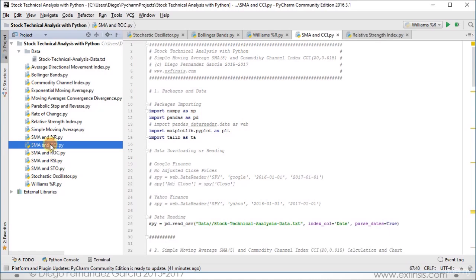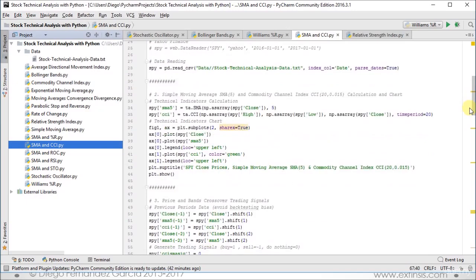So let's begin with SMA and CCI. As they are meant to be standalone type of files, first we import our packages, then we read our data as default. Next, we calculate our corresponding technical indicators, which in this case is our 5-day simple moving average and our commodity channel index, both with those parameters of 5 days for the simple moving average and 20 days for the commodity channel index. Again, these are commonly used, but you can modify them according to your needs.